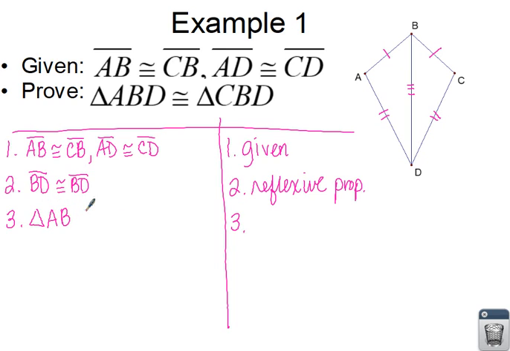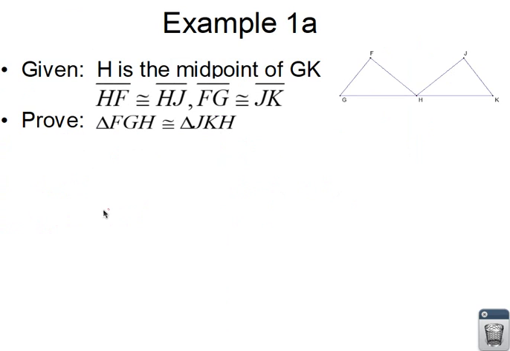So we say triangle ABD congruent to triangle CBD by side, side, side postulate. Okay, that's how these work. You have to get a certain number of things, it's like a shopping list, and then once you have everything on the list, then you can prove them congruent. Alright, let's try another one.